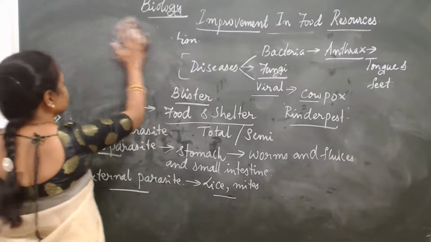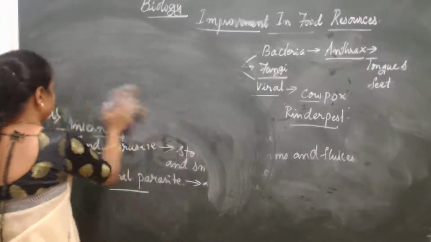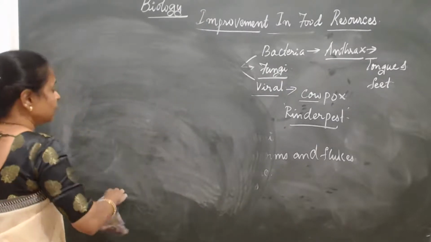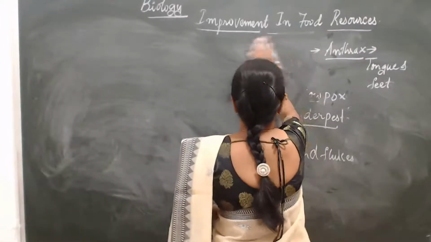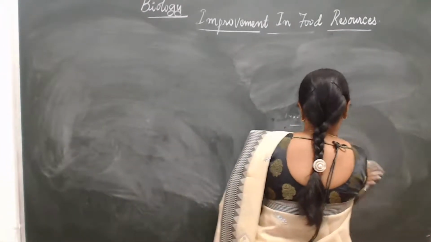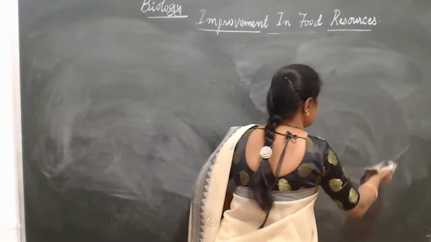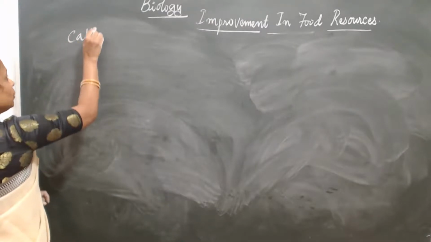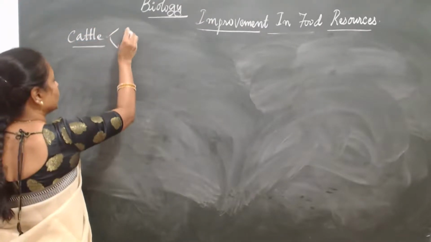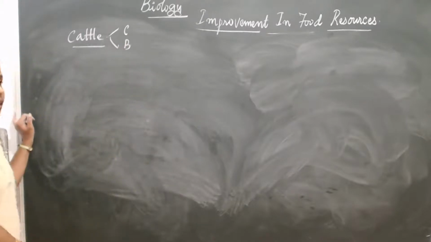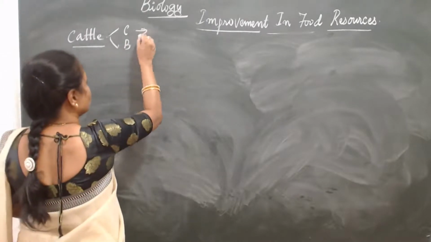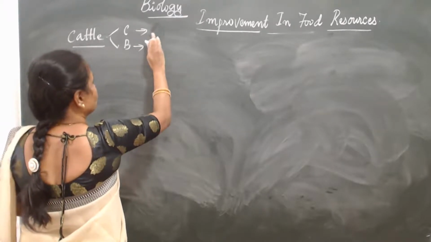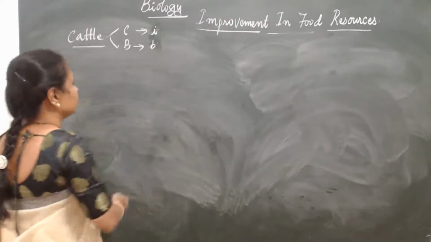I'm going to brief what we have studied today, because we have completed the first category of animal husbandry, that is, cattle farming. So how to remember the things, I will give a last summary. When I say the word cattle, you can include C and B, that is, cow and buffalo. When I say cow, you can remember I, that is indigenous, and B, buffalo. Don't make the mistake, both will come in small letters.